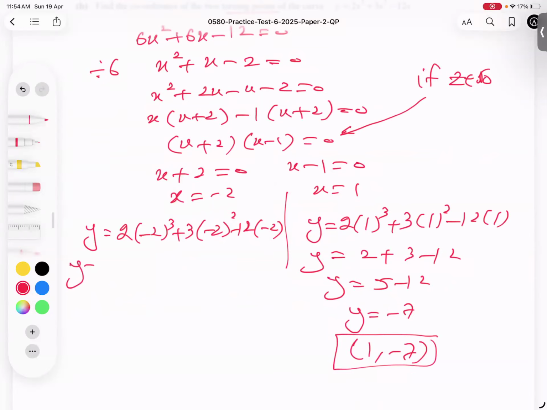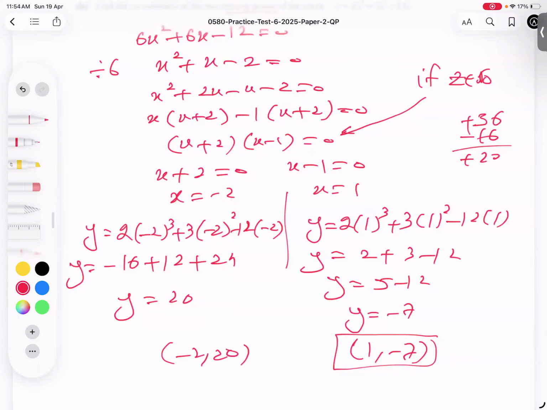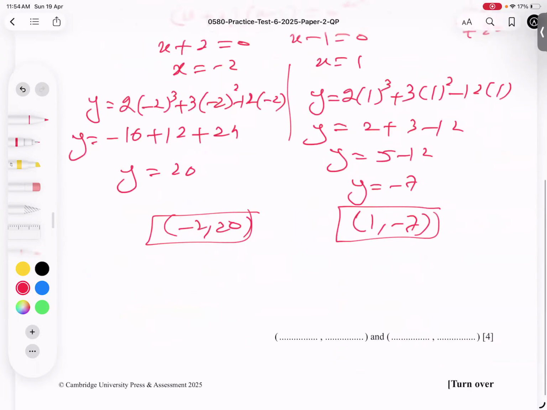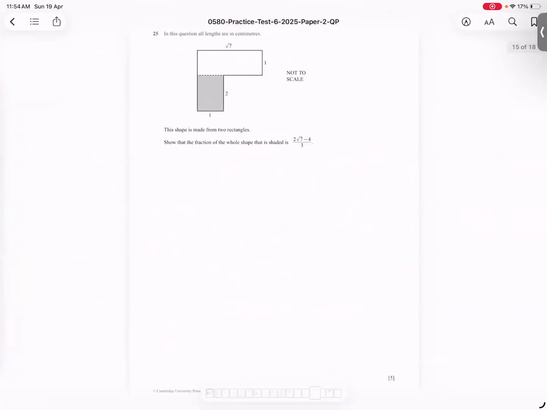But what about this? So this is 8, 8 times 2 is 16. What about this? 4, 4 times 3 is 12. What about this? Minus minus plus 24. So 24, and if I add, I got 36. 36 and 16 subtracted, then I got plus 20. So negative 2 and 20 is my answer. And I think this part is clear. Let's go for the next page.